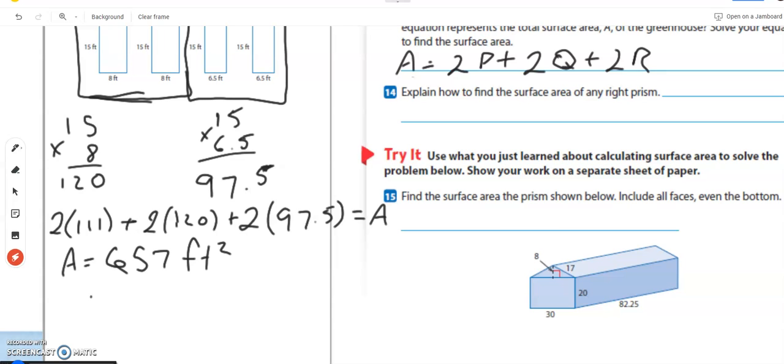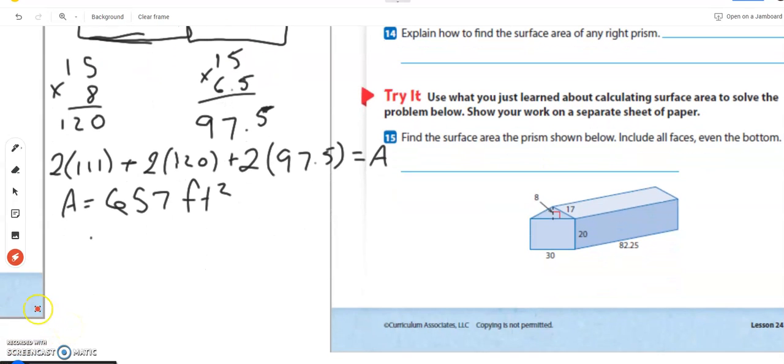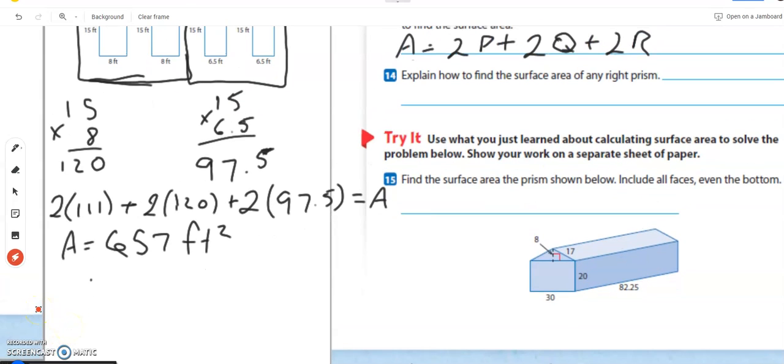So with this problem, I can find the surface area of any right prism. Just got to find the area of all the sides and add them together.